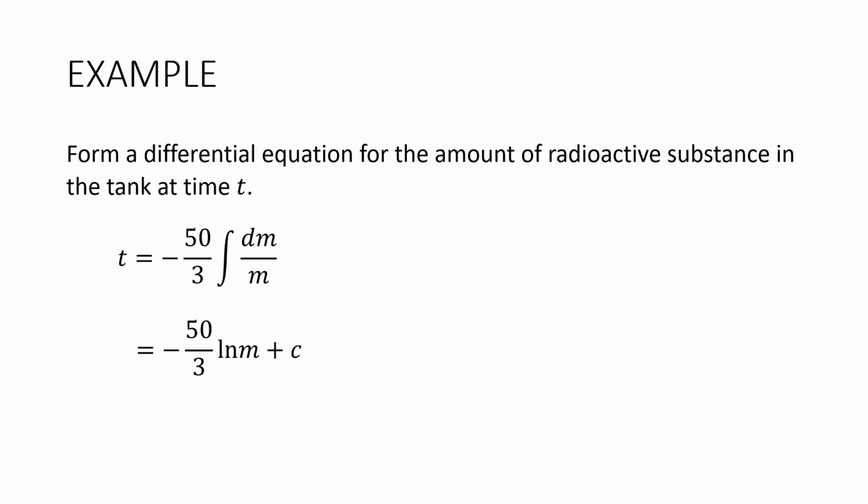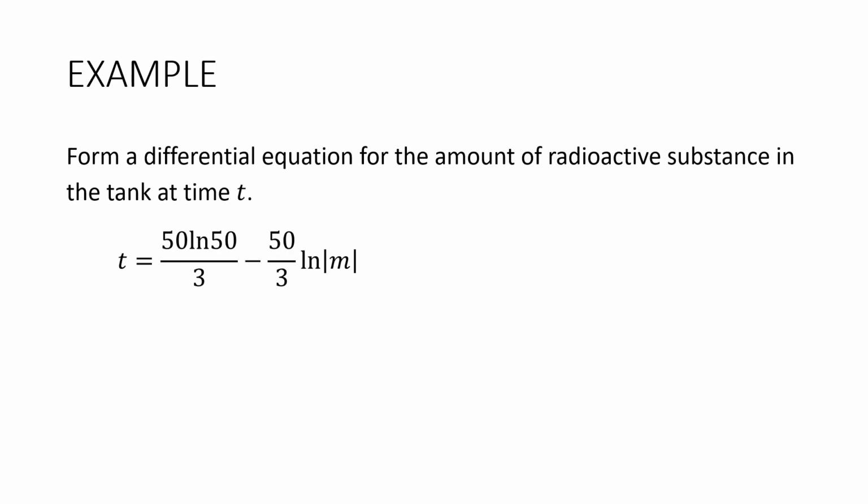Now initially there was 50 grams of radioactive substance, so at t equals 0, m is equal to 50. Substituting that in, we're going to see that c will equal 50 ln 50 over 3. And substituting in for c, this is what I get. And I can join these together because I've got a common factor of 50 on 3. That'll leave me with ln 50 take away ln m, which can be written as ln 50 over m.